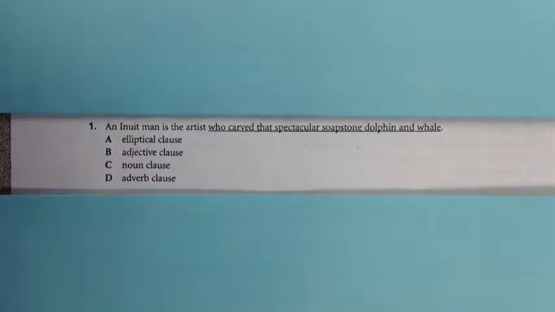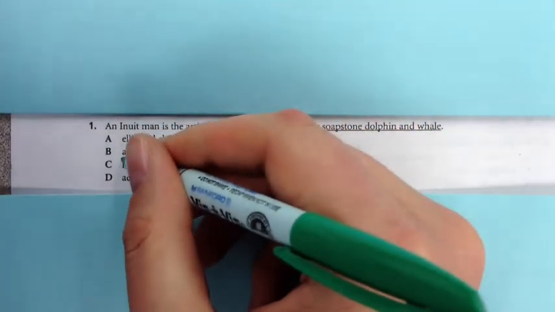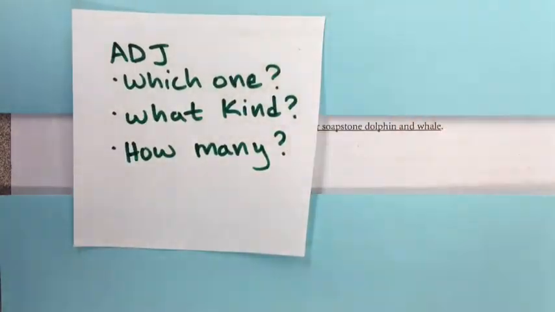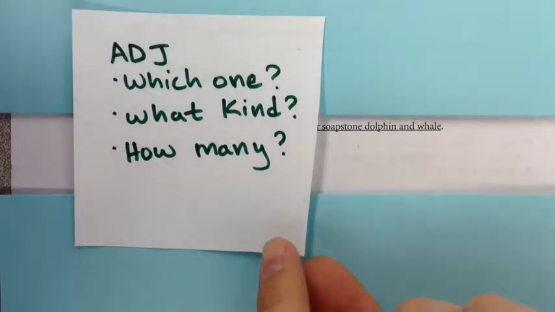Okay, so number one, the answer to this is that this is an adjective clause. So an adjective has several tasks in a sentence. Here are the questions that adjectives can answer. An adjective tells us which one, what kind, or how many of a person, place, or thing is being spoken about.